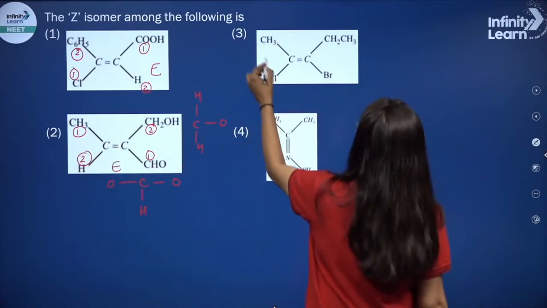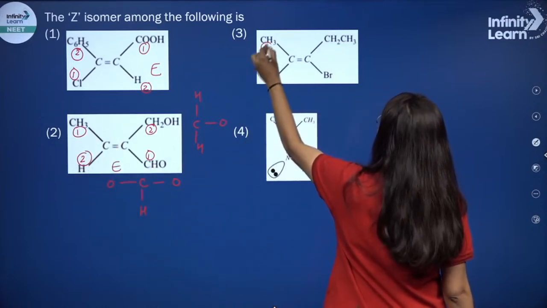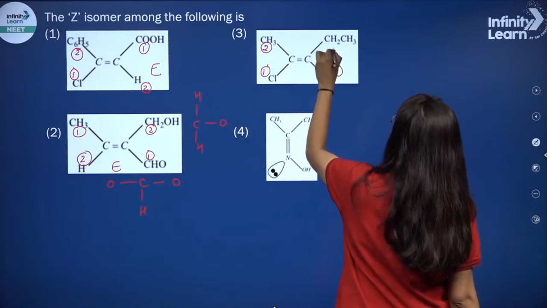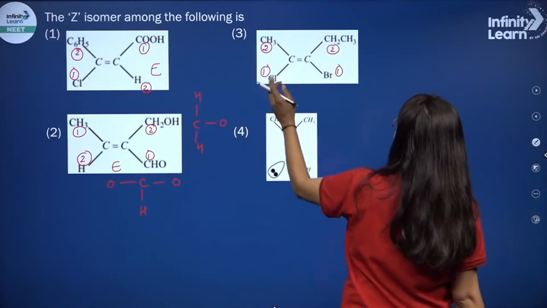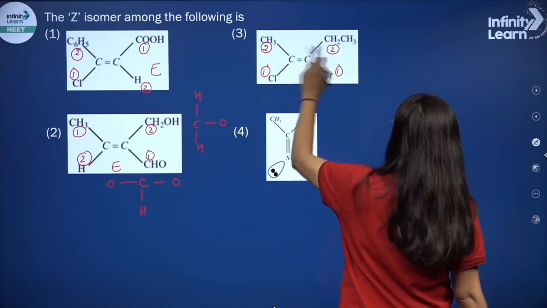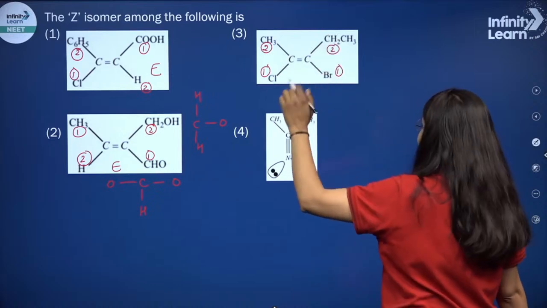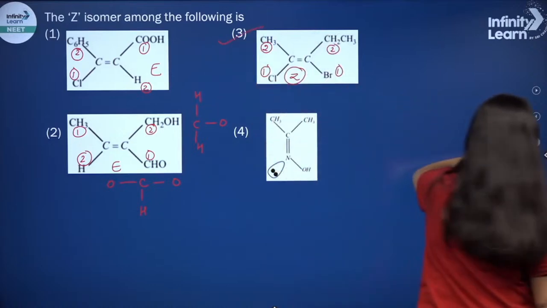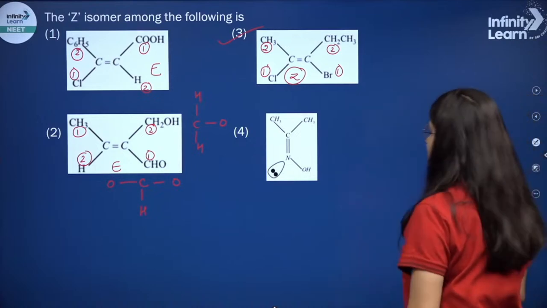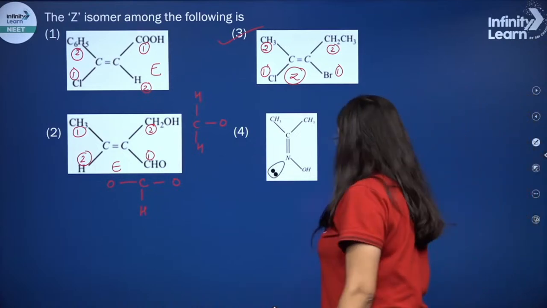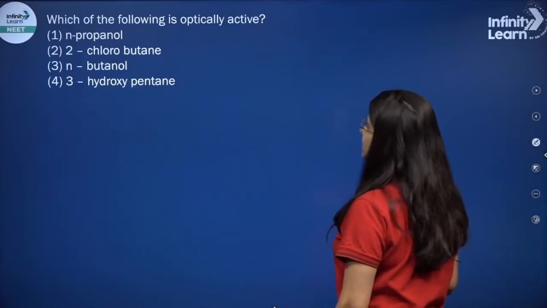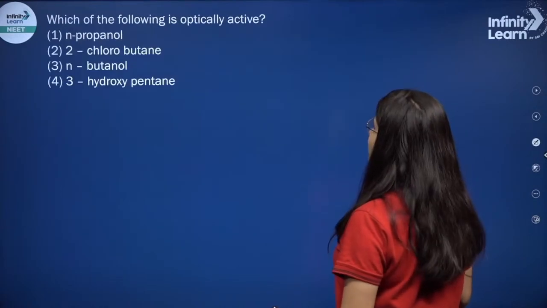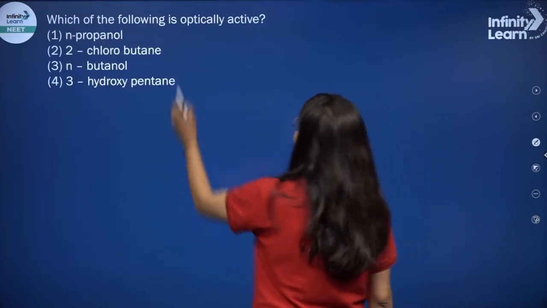Next, 1, 2 and 1, 2. So you can see the 1s are not opposite, the 2s are not opposite, they are on the same side. So this will be my answer. My answer will be option number 3. Next. Option number 3.